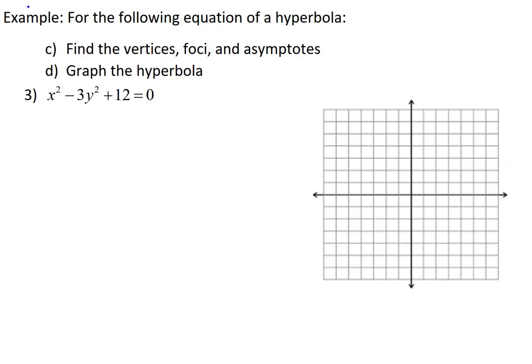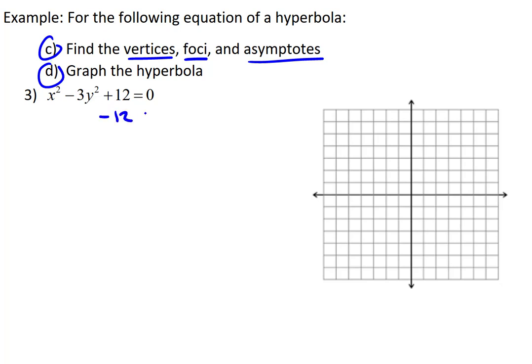Let's try another example where for the following equation of a hyperbola, we're going to do two things. The usual, we're going to find the vertices, foci, and asymptotes, and then we're going to graph it. Now this equation is given as x squared minus 3y squared plus 12 equals 0. Well, at first glance, you'll observe, I think, that this is not in the standard form that we have defined above in our notes, which means we have a little bit of work to do on it.